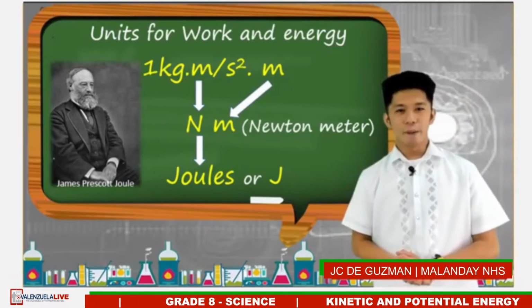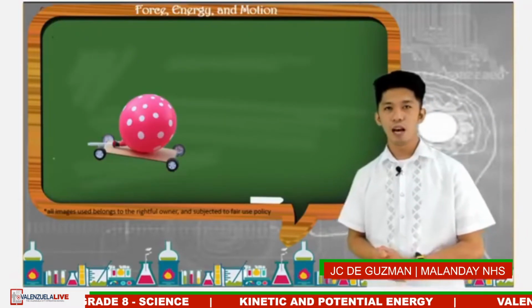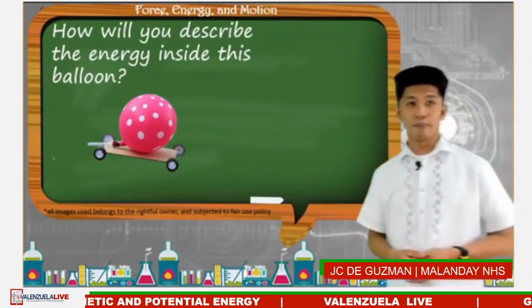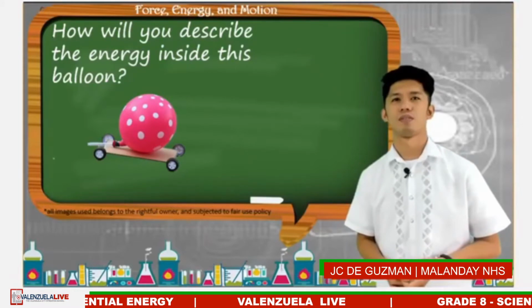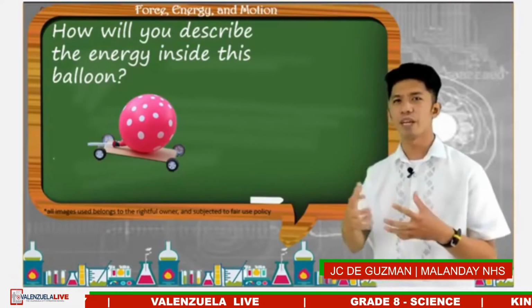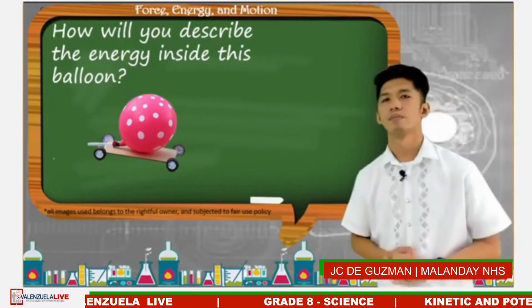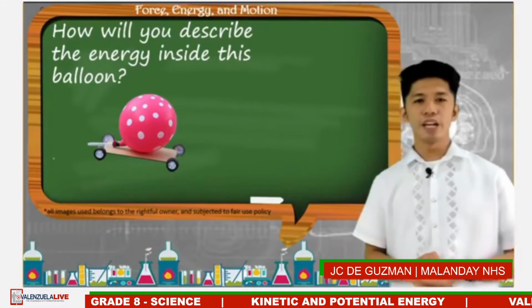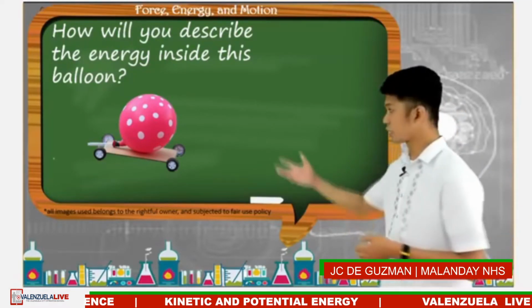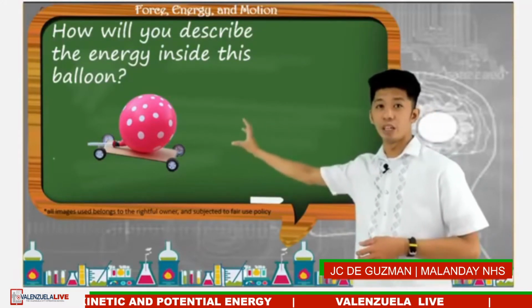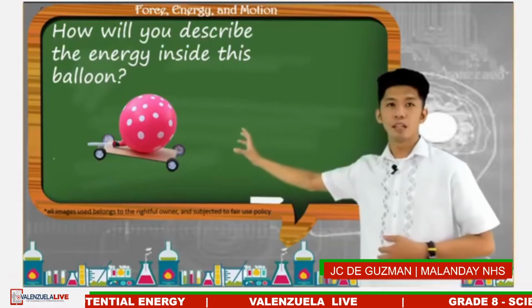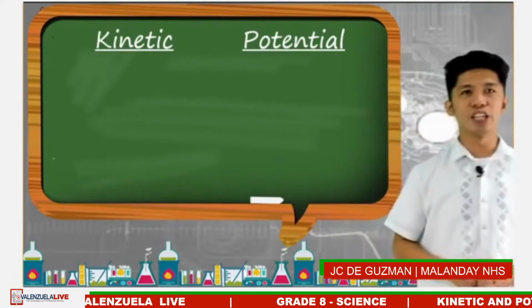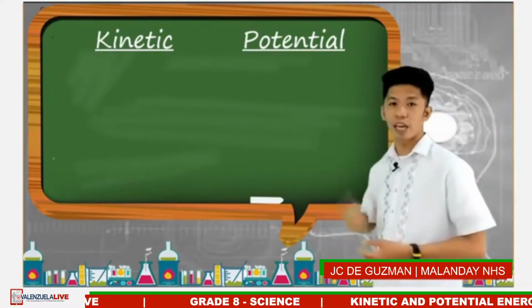Alright. Now, way back to our example a while ago. The question is, how will you describe the energy inside this balloon? Is the energy moving, or is it stagnant, not moving? Since it is not moving, there is still energy in it. While if it moves, there will be another form of energy. And that energy is what we call kinetic and potential energy.